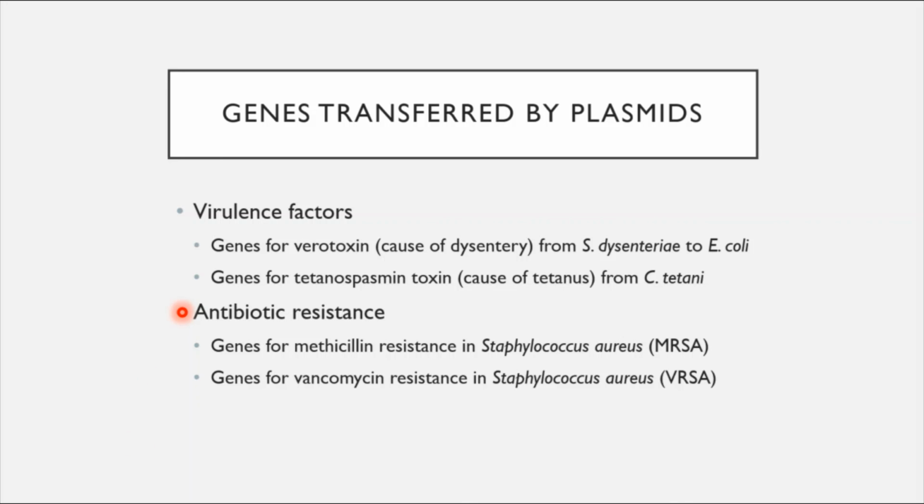Antibiotic resistance has also been documented as being transferred through conjugation between bacteria. So genes for methicillin resistance in MRSA, which stands for methicillin-resistant Staphylococcus aureus, have been transferred from Staphylococcus aureus to other bacteria, as well as genes for vancomycin-resistant Staphylococcus aureus, or VRSA. So conjugation, while it can be a great thing for the survival of bacteria in order to increase their diversity and provide them with new genes, it can be a bad thing for humans because it allows bacteria to share these genes that increase their ability to cause disease and survive under the presence of our antibiotics.